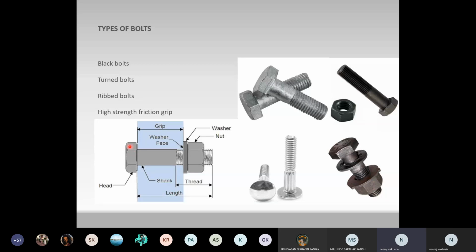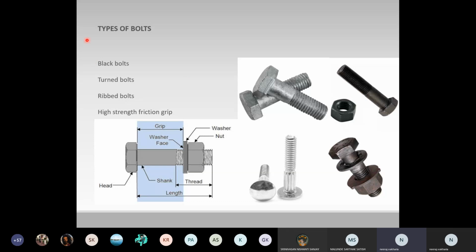So this is the head, hexagonal head. This is the shank, which is as wide as the length of the connection we require, which is known as grip portion. This is the washer. If you can see in this image, this circular, flat circular thing is the washer. This is the nut, and the portion with spherical threading is this.